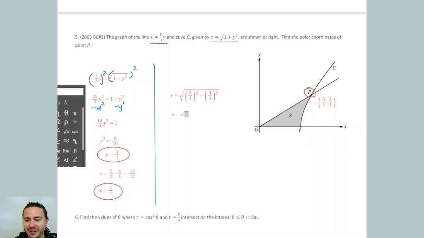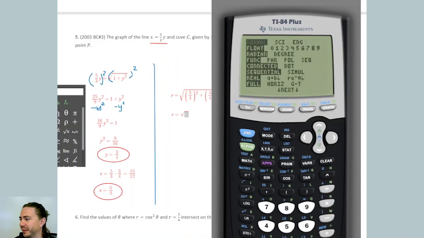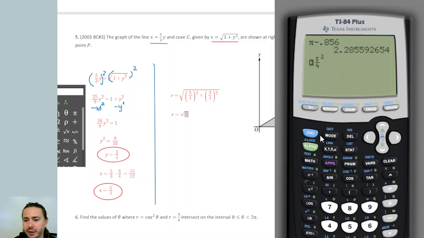Okay, so yeah, I'm just going to put in what I have here, 5/4. Anytime you're dealing with a bunch of arithmetic with fractions, you're probably better off just using the calculator anyway. That way you can avoid these mistakes. Let me move the calculator over a little bit. Okay, so anyway, we've got 5/4 squared.